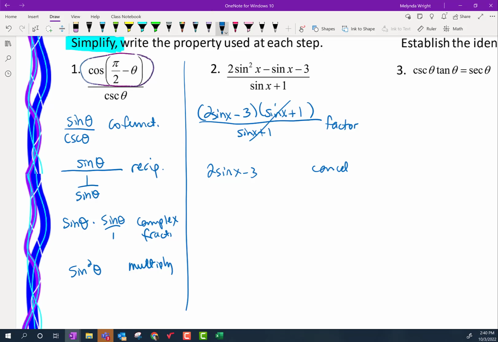And there's really nothing we can do from here. I mean, that's kind of it. I'm down to one trig function. I don't have a fraction. That's about as good as I can get. Does it make sense how I can't go any farther than that?